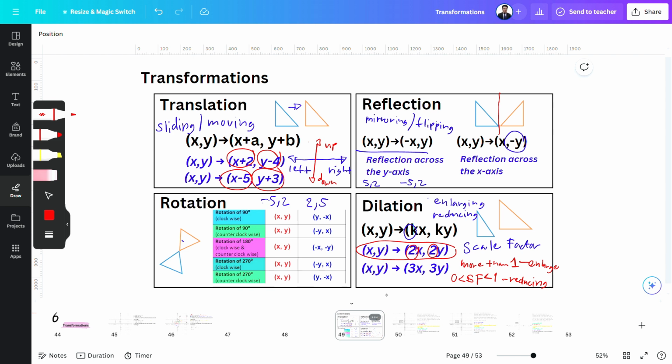And the last example here, we have x comma y and then 3x comma 3y. So our scale factor is 3. Again, these numbers here should be common. Okay? So this is the summary of transformations.